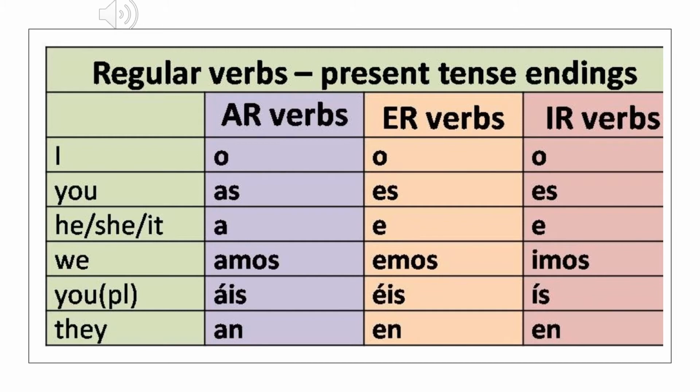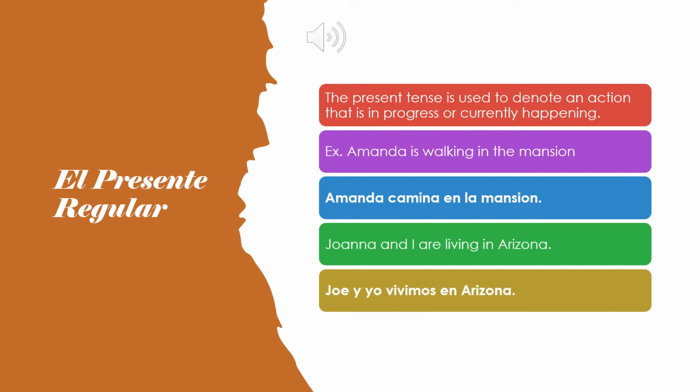But hey, you see, these are all your endings, and please take note of all these endings when conjugating for the present tense. Now here, we're going to test out the present tense, the regular present tense, I should say. Now, as I said earlier, the present tense is used to denote an action that is in progress or currently happening. Let me give you a few examples.